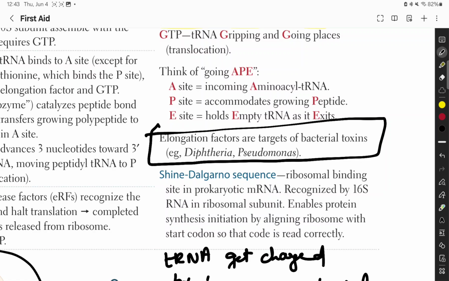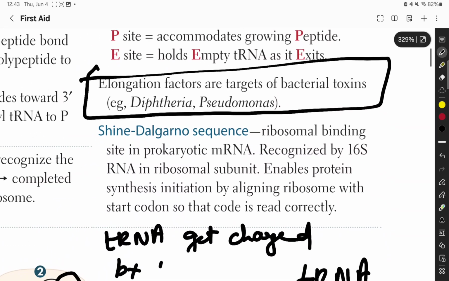Then as far as the Shine-Dalgarno sequence is concerned, it's a ribosomal subunit binding site on prokaryotic messenger RNA, and it is recognized by 16S RNA in the ribosomal subunit. So it aligns the ribosome with the start codon, so the code is read correctly.